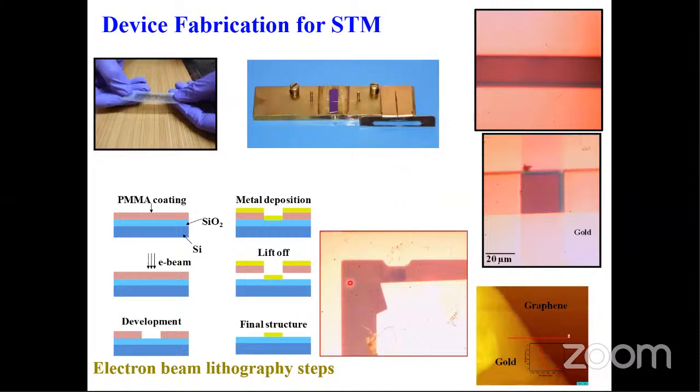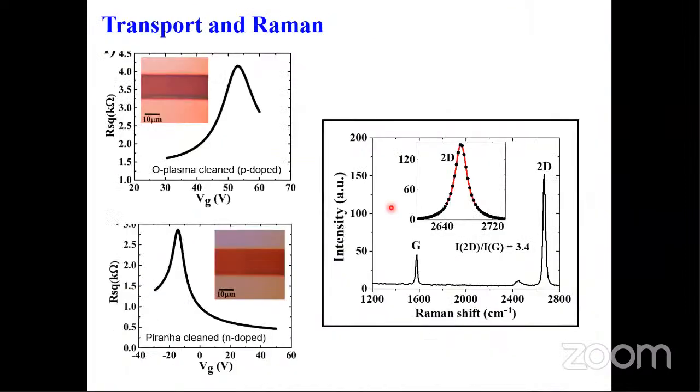So we have also done such devices lithography-wise, okay? So we have done transport and Raman. You see, Raman is good, the 2D peak and G peak. We can fit them as a single peak and everything. And so we have reasonably good graphene, defect free.